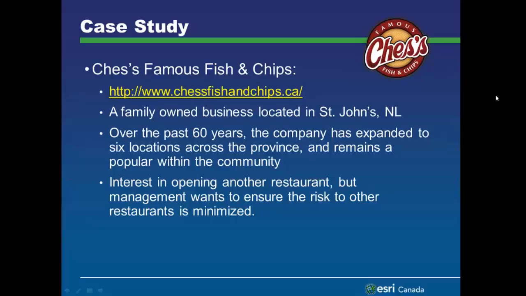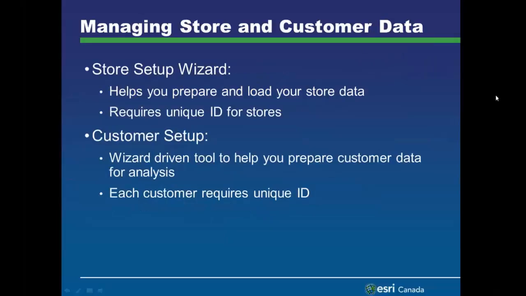There is sufficient interest within Chess's management to warrant opening another restaurant in the greater St. John's area. To reduce the risk of impacting existing restaurants, management wants to review opportunities where there is a similar demographic makeup compared to their existing restaurants. And to properly evaluate these new areas, an analysis of existing restaurants is necessary. A big part of Business Analyst is its ability to manage and analyze your business data. The first part of our analysis that we're going to work through is adding our store information, or in this case our restaurant information, and our customer data through a wizard-driven interface.